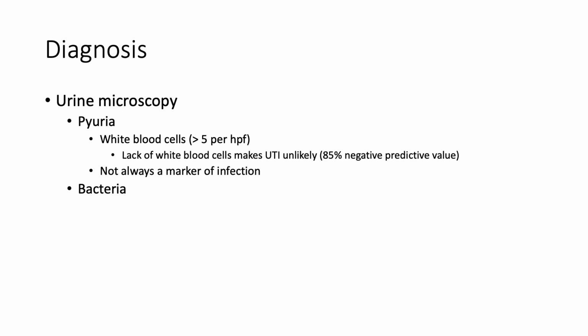You can also see bacteria on urine microscopy, and you'll get a urine culture. And the gold standard for a urinary tract infection is if they have over 100,000 colony-forming units of bacteria per milliliter in their urine. That is consistent with a urinary tract infection if they have symptoms.